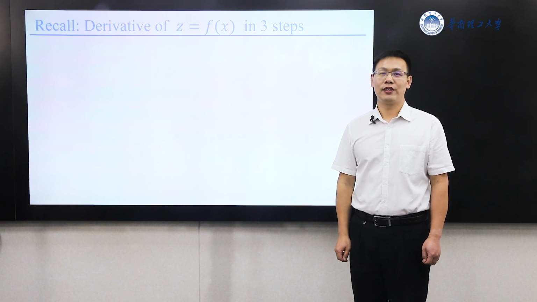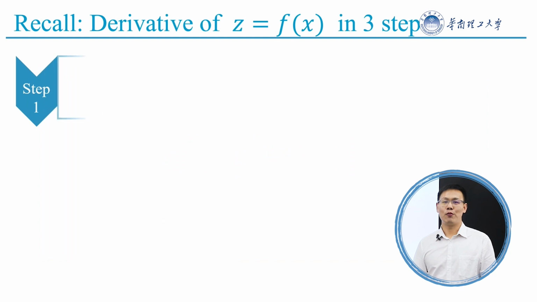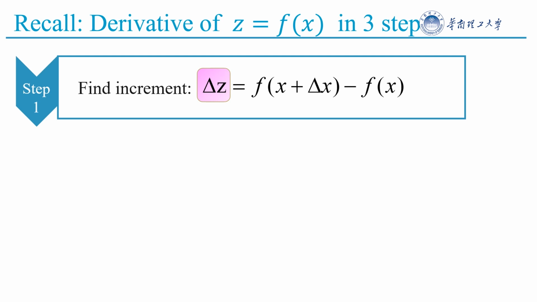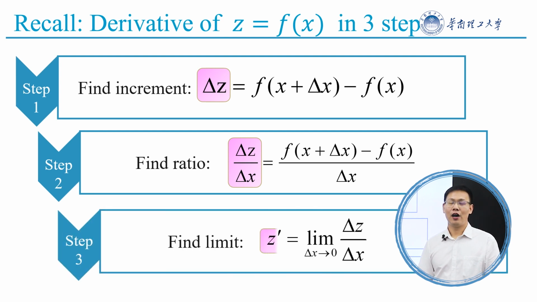According to the definition, we can compute the derivative of f(x) in 3 steps. Step 1. Find the increment delta z equals f(x plus delta x) minus f(x). Step 2. Find the ratio delta z over delta x. Step 3. Find the limit of delta z over delta x as delta x converges to 0.